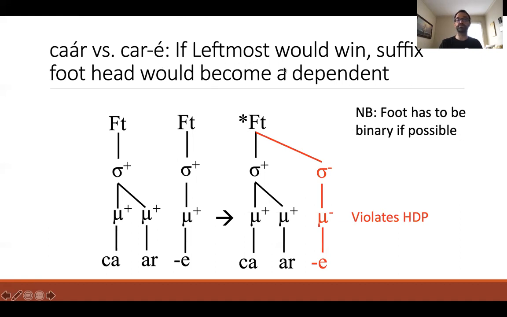However, what happens in cases where there is stress advancement? So here we have a syllabic foot and we have another syllabic foot. Now, the crucial thing is, when you can build a binary syllabic foot, you have to do it because of principles of foot binarity, all that kind of stuff. So that means if the syllabic foot wins, it will have to include the suffix syllable in the foot to be binary. And then we violate the head demotion principle because the underlying head of the suffix becomes a foot dependent. And that's bad. That's something that is not tolerated in Shina.